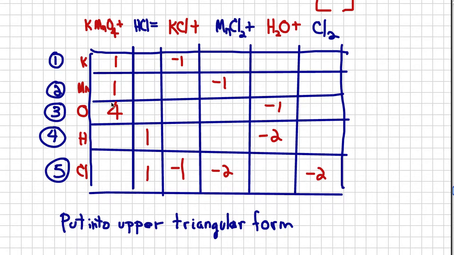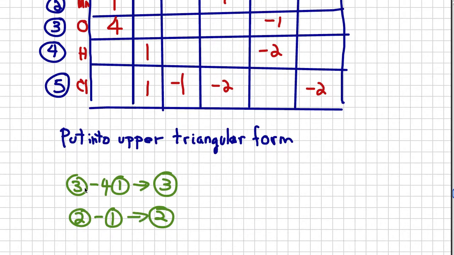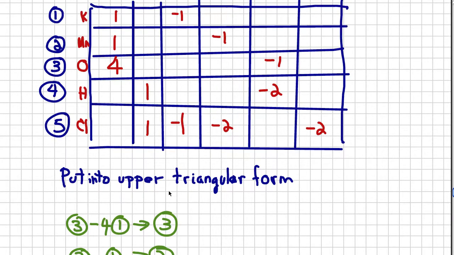Okay, so immediately I can see that row 3 has 4 oxygens in it, right? So I can take 4 times row 1 and subtract it from row 3, and I'm going to put that answer into row 3. So that's the first thing I do right here: take 4 times row 1, subtract it from row 3, and put it in row 3. Then I also simply subtract row 1 from row 2 and put that in row 2.